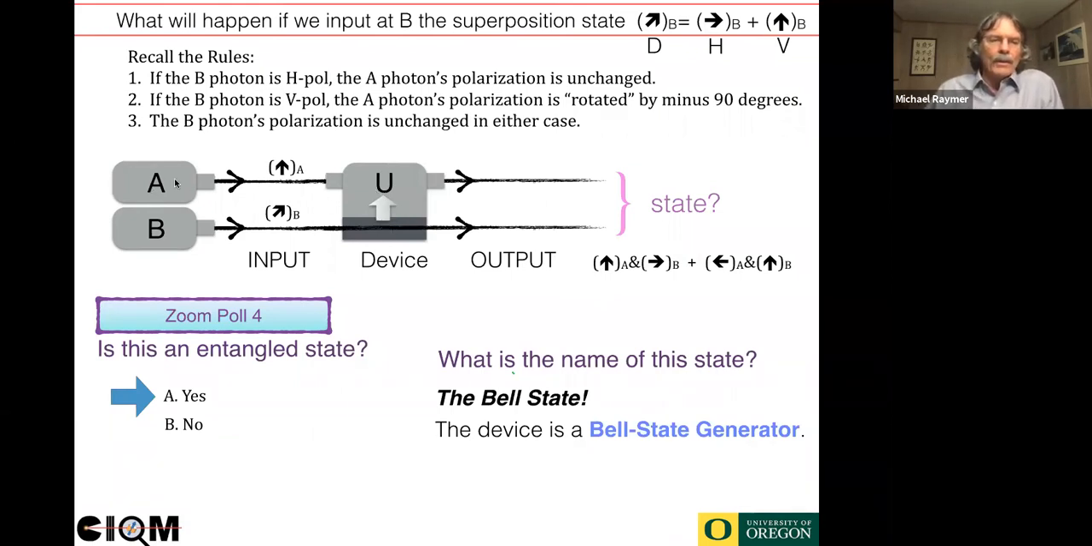I start from two photons over here, which are not entangled. Each one has a definite state. I run them through this device, and it creates the Bell state over here. This is a very useful device. It's the most important device in all of quantum computing, I would say, because it creates entanglement where previously there was no entanglement.